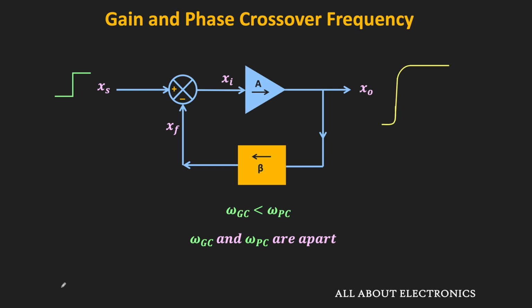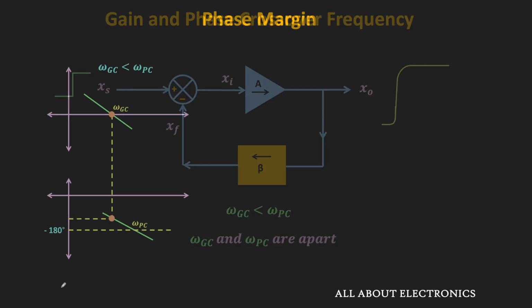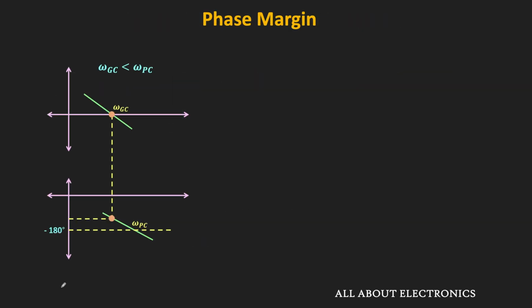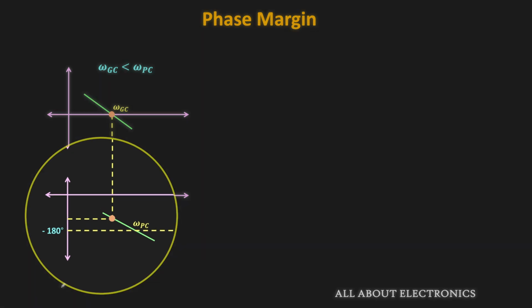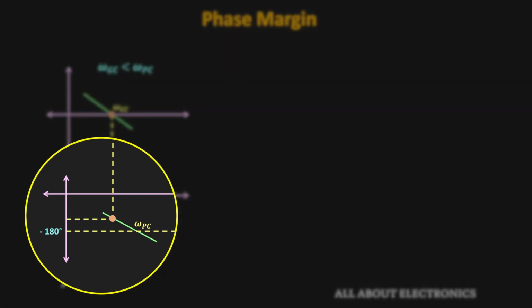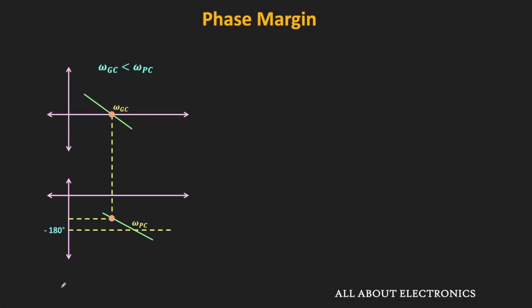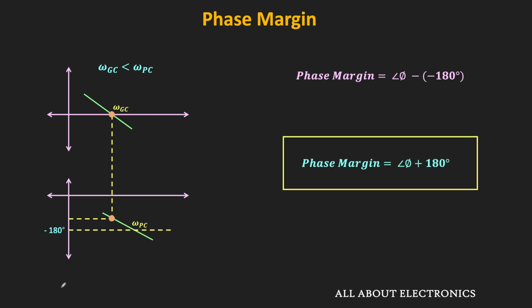So the stability of the feedback amplifier is typically measured in terms of the phase margin. Basically, the phase margin is the difference between the minus 180 degree and the phase at which this gain crosses the 0 dB line. As we know, at the phase crossover frequency, the phase is equal to minus 180 degree. And let's say at this gain crossover frequency, the phase is equal to phi. So the difference between these two phases is known as the phase margin. Or we can say that this phase margin is equal to phi plus 180 degree.